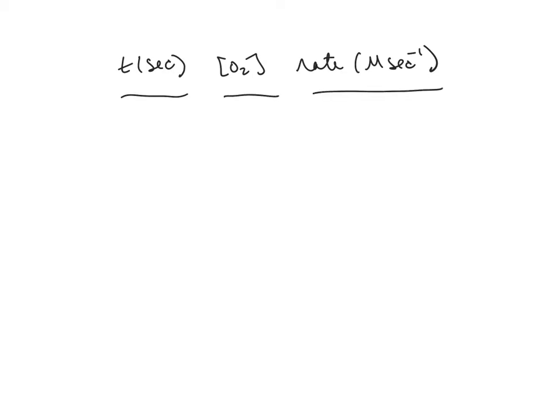So we can look at 0.0 seconds. The amount of oxygen is going to be 0 because it's a product and it hasn't grown in yet. We can look 1200 seconds later, and the concentration of oxygen has grown to 0.0025 molar.